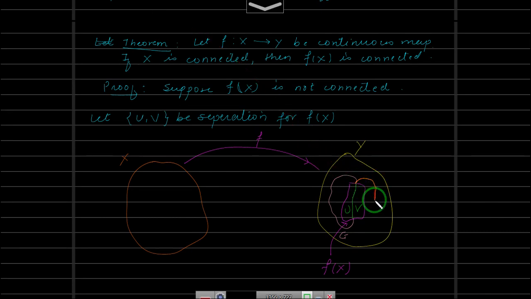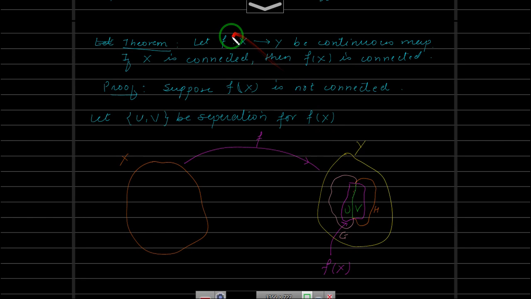And this is H, because we have written V equals H intersection fX. So when you take the intersection with fX, this is the part which is common. Okay, now how are we using the hypothesis?